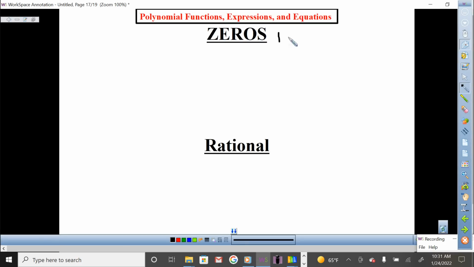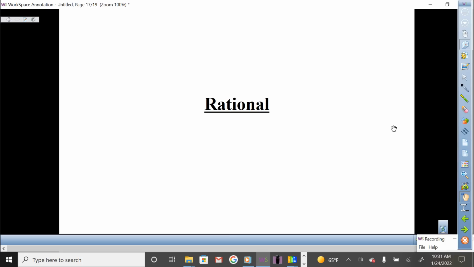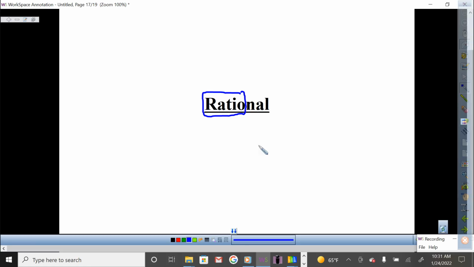Now, the easiest question. What is a rational number? Tell your neighbor, what is a rational number? Mind you, this is like elementary stuff. But by now you should know what a rational number is. Alright, let's see, good conversations.